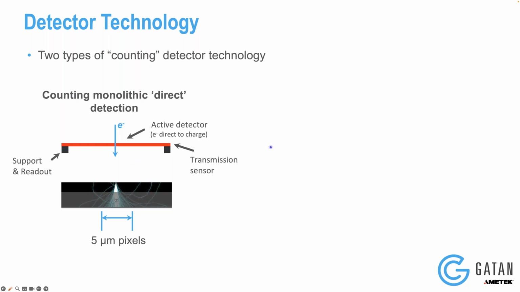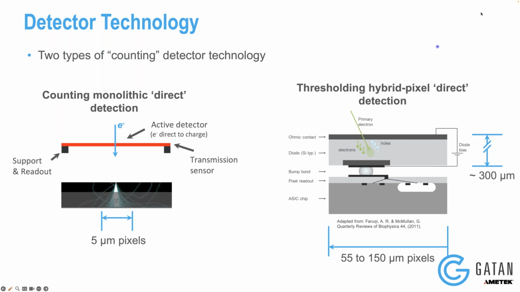So what's the second type of camera? We have a thresholding hybrid pixel direct detection camera. This is very different to the monolithic sensor. The primary electron comes first into this silicon diode layer, where it deposits all of its energy and generates electron hole pairs. We have a thick silicon diode, approximately 300 microns, and that's bump bonded to an ASIC chip below for the readout. The charge drifts through this bump bond into the ASIC chip, where the readout then occurs.